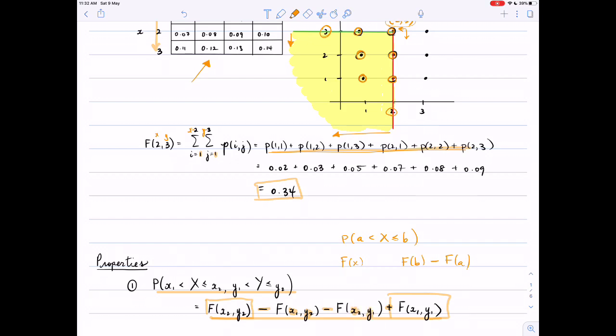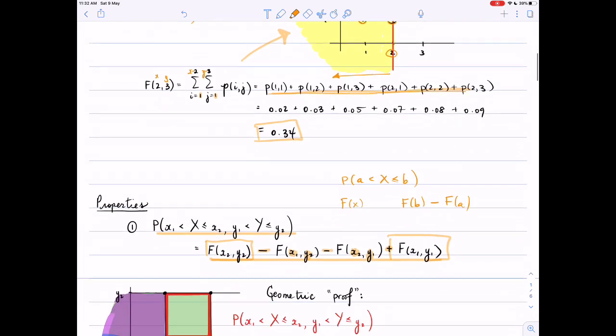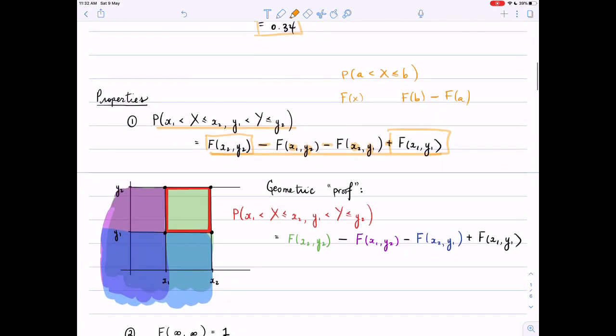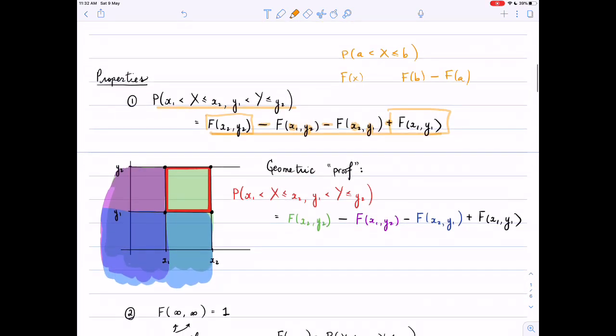So what is going on there? To see why this formula is valid, it is very useful to look at this region. And so let's look at a geometric proof of this. Now, there's a lot of colors overlapping here, so I'm going to get rid of a couple of them and rebuild it for you. So let's look at this.